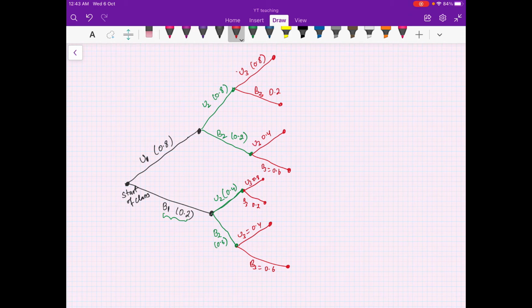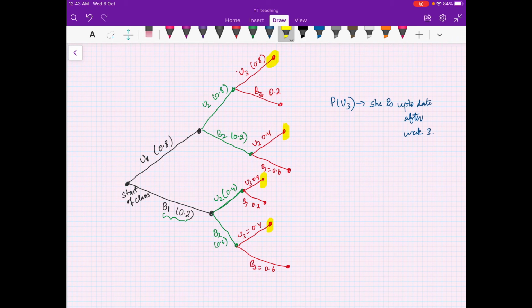Right. Now you have to find out what is the probability of U3. That is, she is up to date after week 3. So you will just trace the path. So these are the nodes we are interested in.